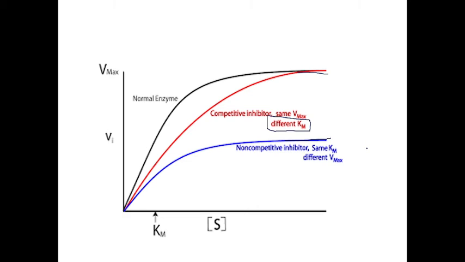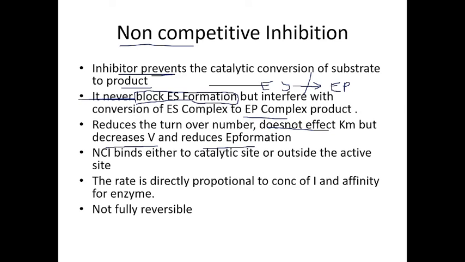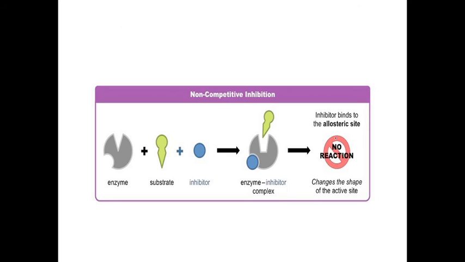Km value means the substrate concentration at half Vmax value. The formation of enzyme substrate is happening there, but enzyme product formation has been restricted. That reduces the product formation by decreasing the velocity. So you can see that in non-competitive inhibition, the inhibitor can bind to the active site or outside the catalytic site.